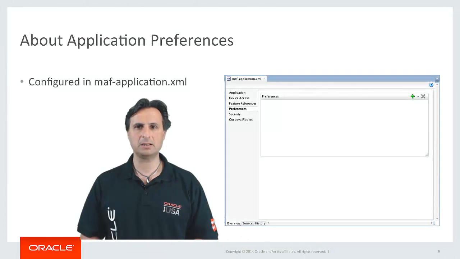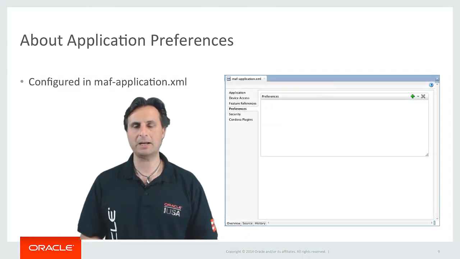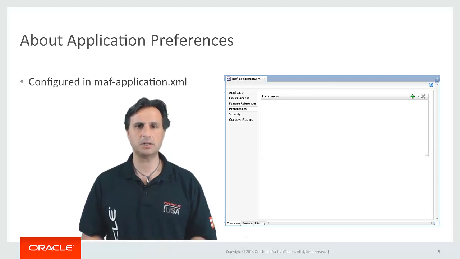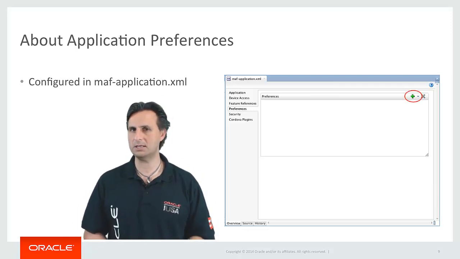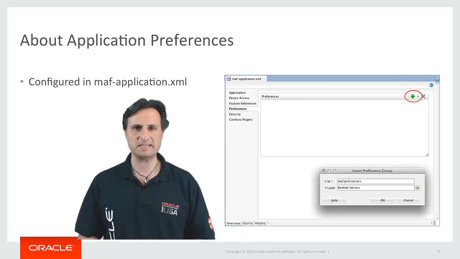The way that you create it, you would just go to the MAF application XML file, just double click on that, it opens up the dialog, and then you can start composing preferences by just clicking on this green plus icon that you see on that screenshot. It will open up a dialog, and here you will learn about nesting.